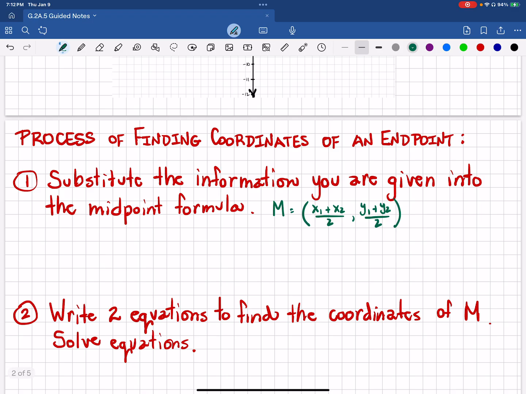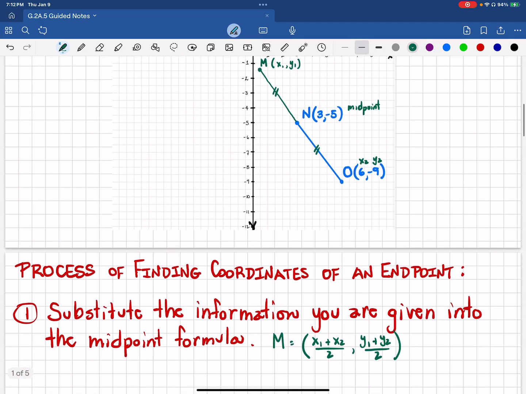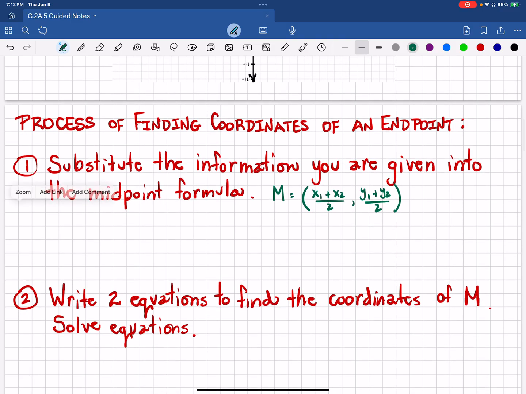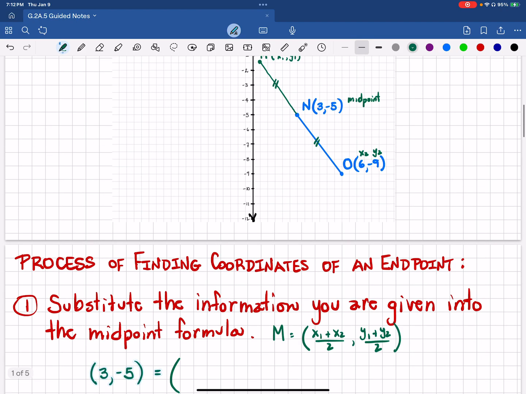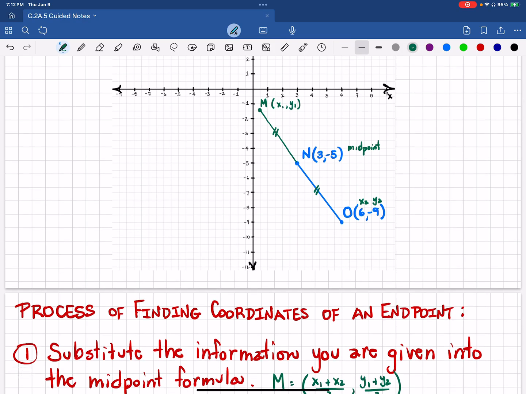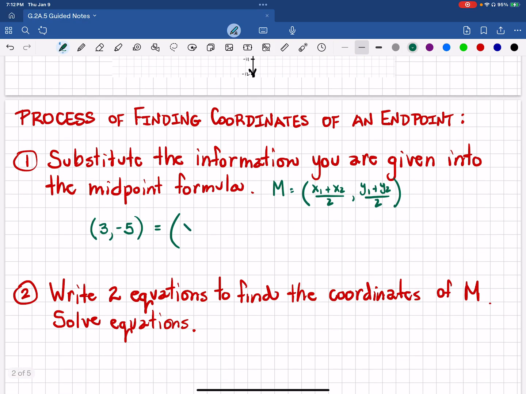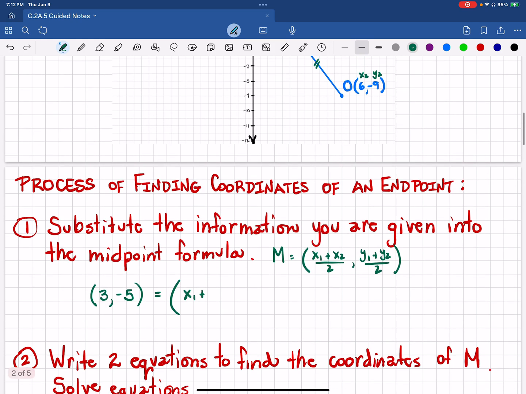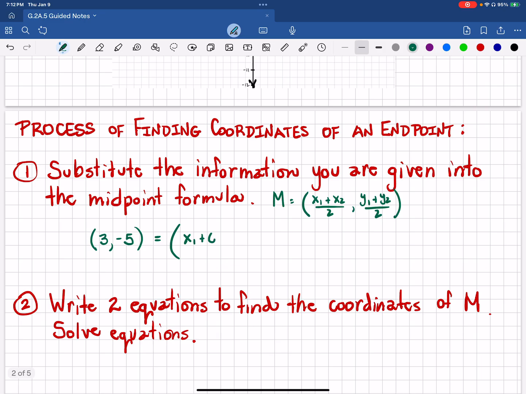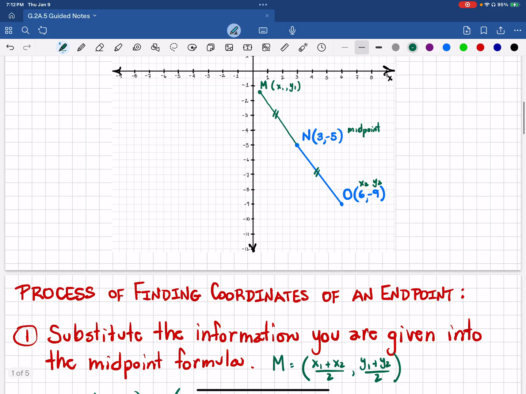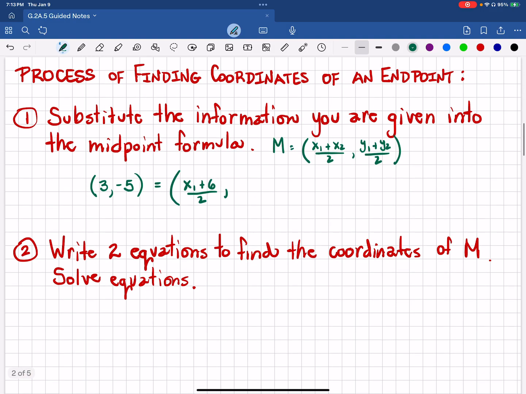So let's start by doing step 1, which is substituting the information. My midpoint is (3, -5), so I'm going to write 3, -5, and I know that's going to be equal to the x1 plus the x2. I don't know what x1 is. I'm looking for it, so I'm going to write x1, and x2 is 6, and that's all divided by 2. And then my y portion would be y1 plus a -9 divided by 2.